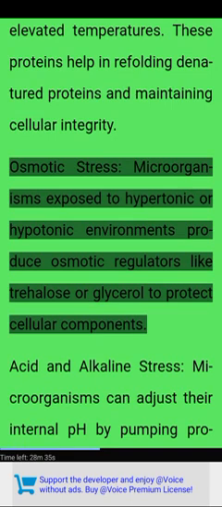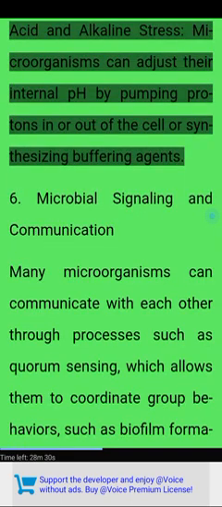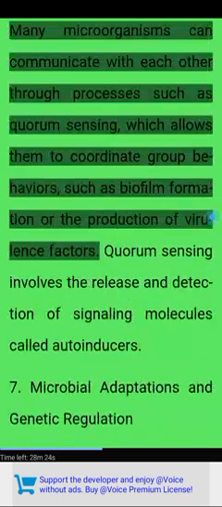Osmotic stress. Microorganisms exposed to hypertonic or hypotonic environments produce osmotic regulators like trehalose or glycerol to protect cellular components. Acid and alkaline stress. Microorganisms can adjust their internal pH by pumping protons in or out of the cell or synthesizing buffering agents.